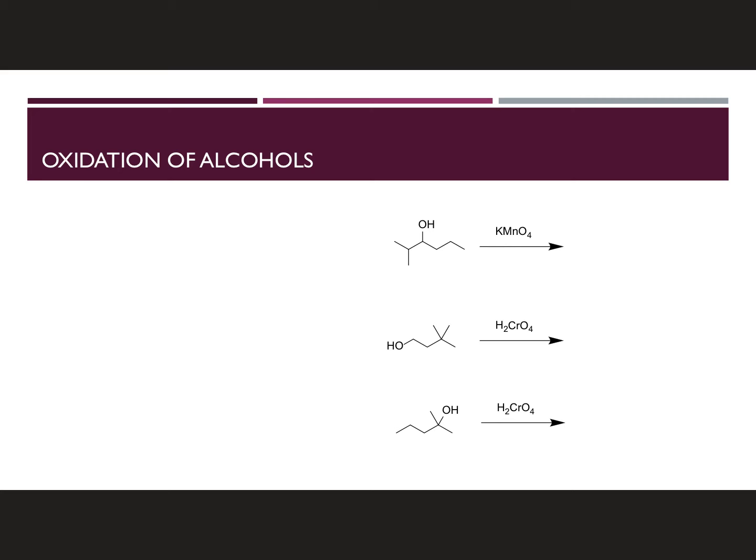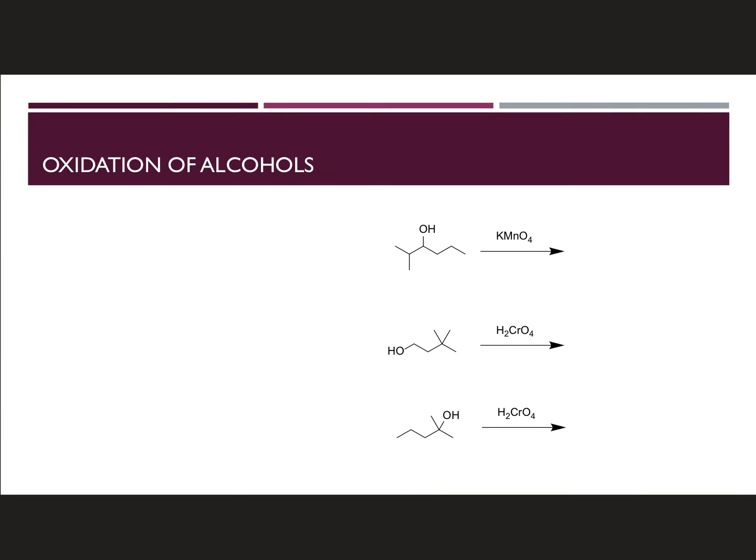Let's look at a few specifics about oxidation of alcohols. This reaction is one where we need to consider the classification of the alcohol to determine what product will be formed. If we have a primary alcohol, so this is one where we have the OH attached to a carbon that's attached to only one other carbon. What's going to happen is we're going to remove the hydrogen from the alcohol and the hydrogen from the adjacent carbon.